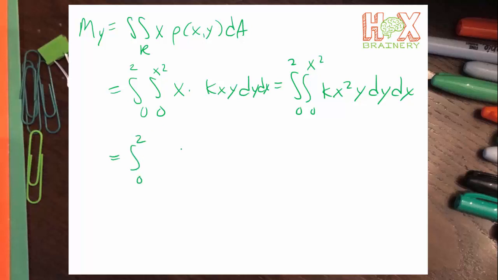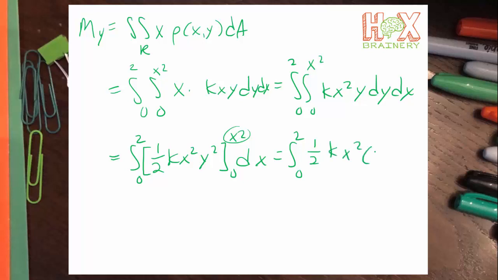So we're going to integrate this with respect to y. I get 1/2 k x squared y squared, going from 0 to x squared, dx. Go ahead and plug in the x squared for your y, so I have x squared squared. Then you've got to clean this up a little bit more. I've got x to the 4th times x squared, that's x to the 6th. And then finally integrate one more time.